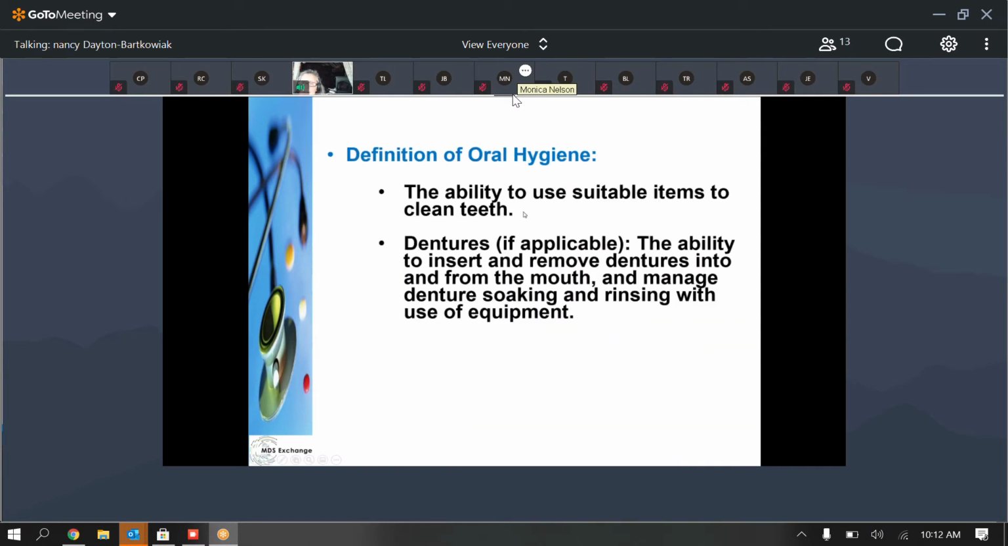Oral hygiene is the ability to use suitable items to clean the teeth. So toothbrush, put the toothpaste on the toothbrush and actually brush teeth. Dentures, if applicable, is the ability to insert and remove dentures into and from the mouth and manage denture soaking and rinsing with use of equipment. So can they or can they not manage their dentures? Take them in, take them out, put them in the cup for soaking. Are they able to do that?